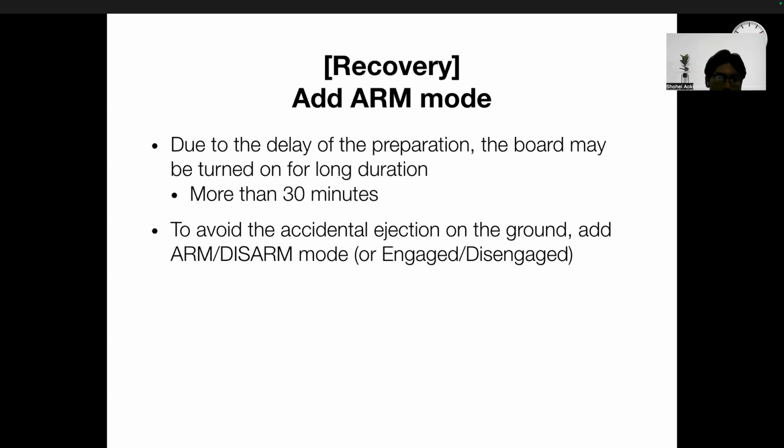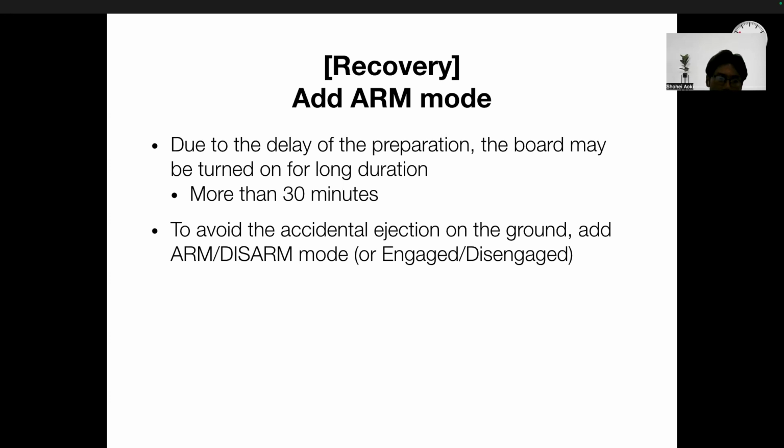And this is my suggestion for the recovery team. Because of this longer idling time after you settle the recovery system in the rocket, we need to do more work, like assembly of the airframe, hanging the rocket onto the rail, and ignition circuit preparation. So there will be some idling or waiting time, more than 30 minutes. We want to avoid accidental ejection of the parachute, because we have seen it in the Tembo rocket, the first rocket: we accidentally fired the parachute and we lost the crimson powder.